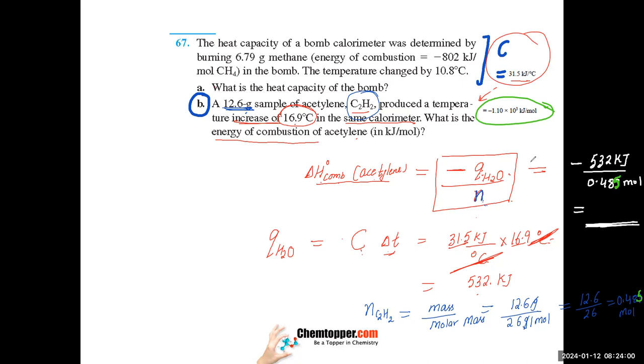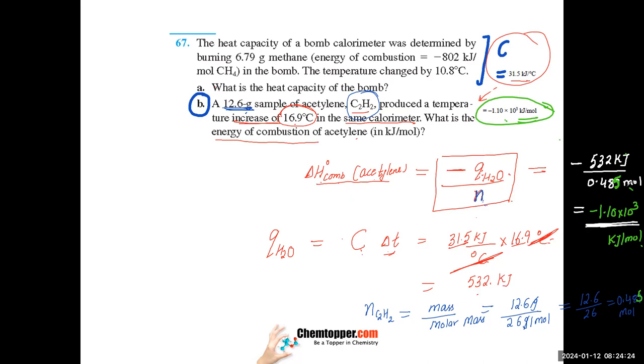So, are we getting this answer? It's exothermic because the temperature of the water is rising, so heat is released during combustion. Units will be kilojoules per mole. Is it okay?